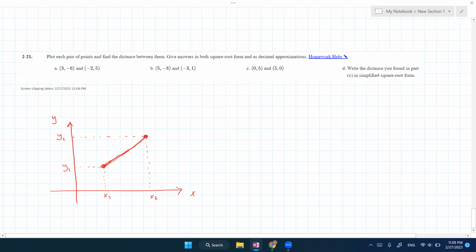And here we can create a right triangle. So this is the right triangle. And then we can look at the side lengths here. So this side length from here to here, this is the difference between the x values. So x2 minus x1. So that's this side length. And also the distance between this point and this point, this is the difference between y2 and y1.